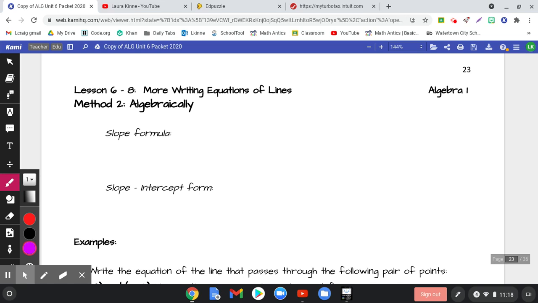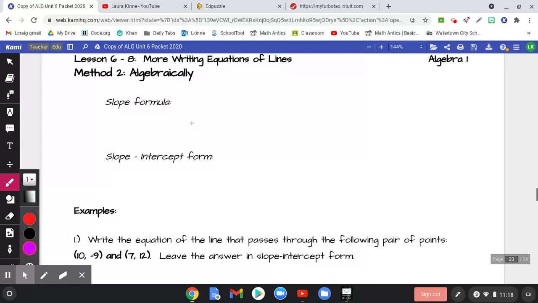Everybody, I'm going to apologize in advance because you may hear the bell, but that's all right. We're just going to start with lesson 6-8. This is going to be broken up a little bit differently.